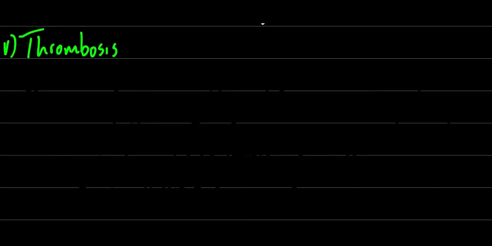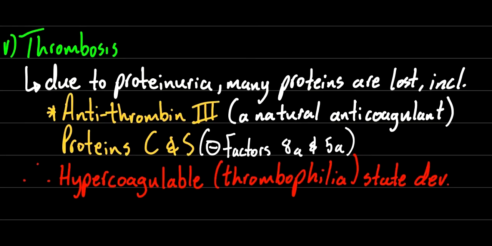Fifth, thrombosis, which is a very important one here. It is also caused by proteinuria. Let's remember that antithrombin 3, protein C and S are also proteins. Antithrombin 3 is a natural anticoagulant. Protein C and S inhibit factors 8a and 5a. The a stands for activated in the coagulation cascade. Because they are low in circulation, this leads to hypercoagulable state. That means you are more prone to producing thrombi or clots in your vascular system.